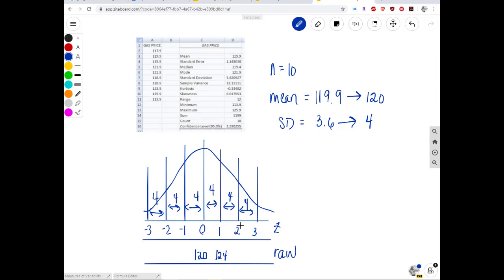And if I add the standard deviation again to 124, then I would get that the raw score equivalent for a z-score of +2 when the mean is 120 and the standard deviation is 4 is 128. See how I just basically added the standard deviation. Now, if I asked you what is the theoretical raw score for a z-score equivalent of +3, you could just add this 4 again and say that the raw score equivalent is 132.